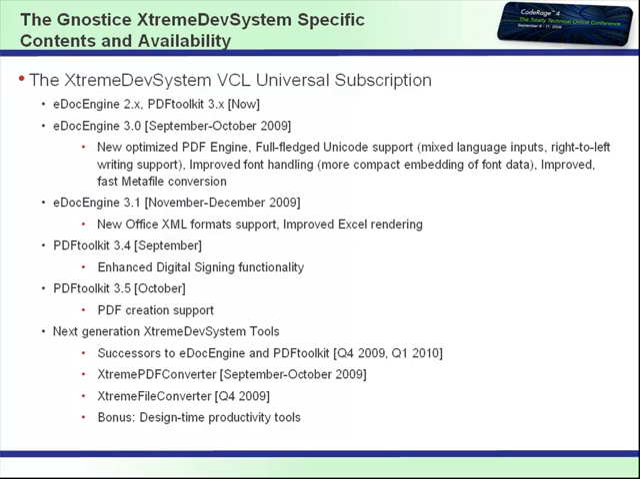Then there is eDoc Engine 3.1, which is planned for a little later, which is going to have the Office XML format support. And PDF Toolkit is going to keep adding functionality to the digital signing side of it, and a lot of other optimizations as well.